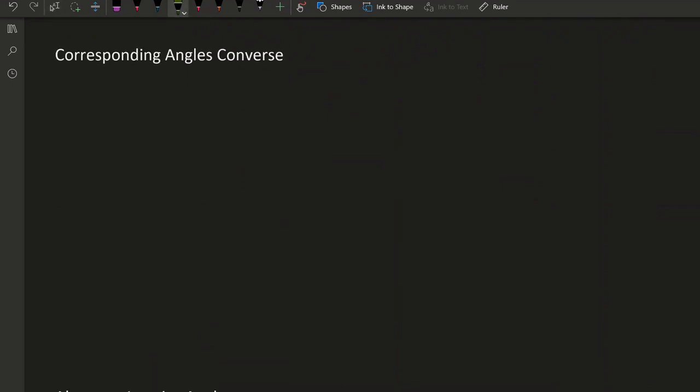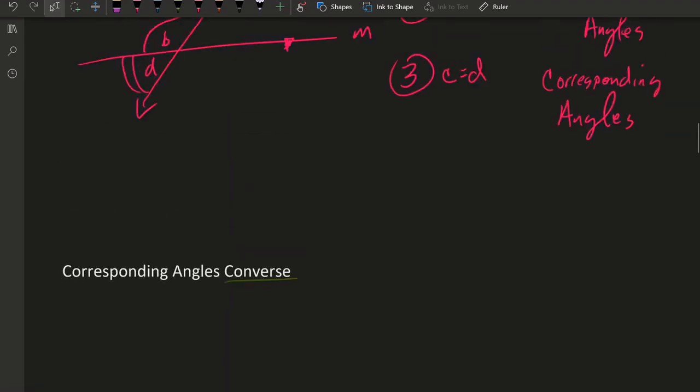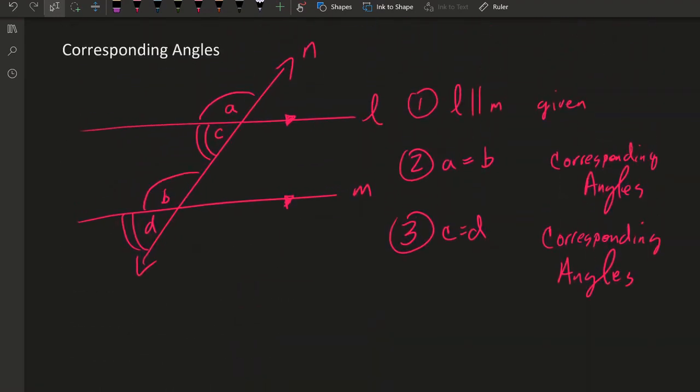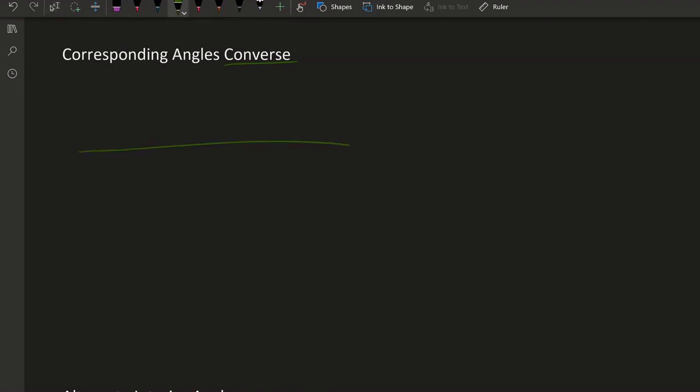The corresponding angles converse. Remember, anytime we see converse, that means it's going in the reverse direction. So the corresponding angles theorem said if the lines are parallel, then the angles must be congruent. This is going backwards. If the angles are congruent, then the lines must be parallel. So I'm going to go ahead and start with the same exact picture. This is L, this is M, this is N, and I'm going to have A and B here. But in this case, I'm going to start off with my given being that A is equal to B.